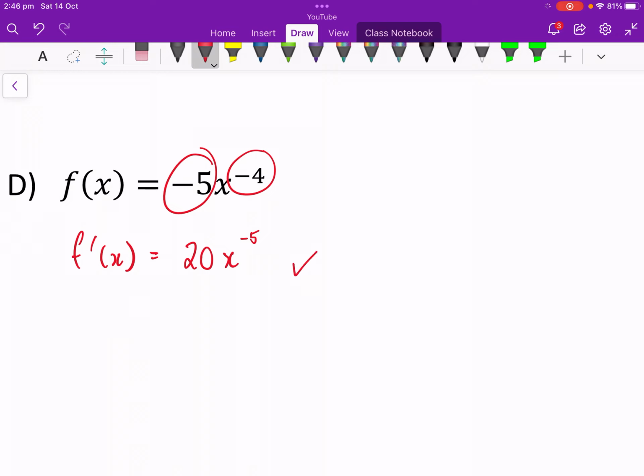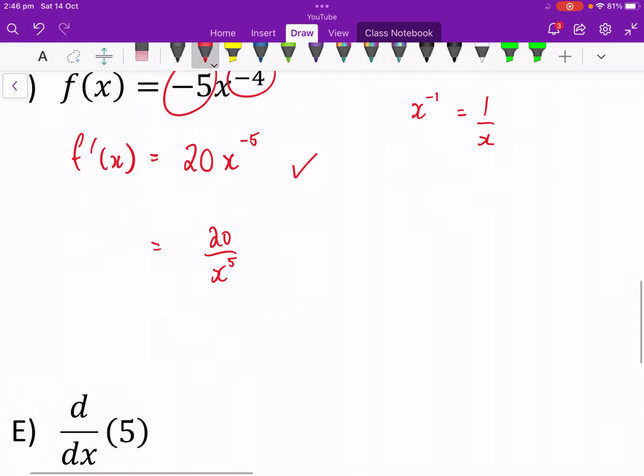Now, just note that most questions will ask you to leave answers with positive indices. So let's do that. If it's a negative, we're going to put it on the bottom. So 20 over x to the power of 5. Because if we remember, if it's x to the negative 1, it just becomes the reciprocal. All right, so let's do a few other ones.